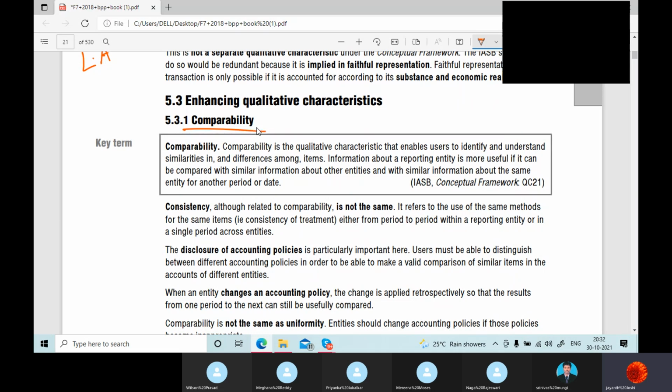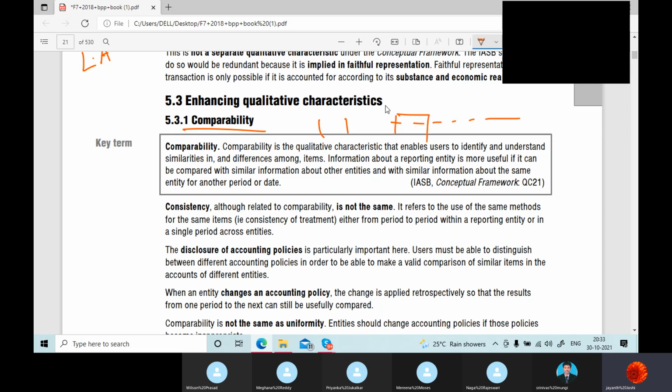Comparability. What is comparability? The statement should be prepared in such a way that it should be easily comparable. How can the comparability be distorted, disrupted? See, the company should follow the accounting policies consistently. Then the comparability would be easier.